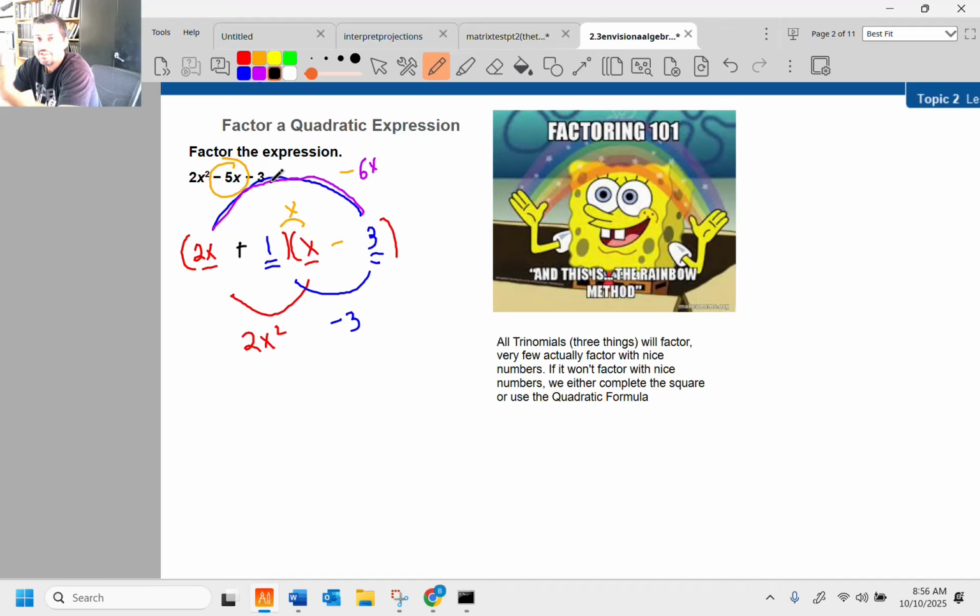It did not say solve for x. It just said factored. A little note down here says all trinomials, which means you have 3 things, will factor. Very few actually factor with nice numbers. Everything factors, I promise you. If it won't factor with nice numbers, we either do a technique called completing the square or we use the quadratic formula. I'm just a little curious if you remember the quadratic formula.